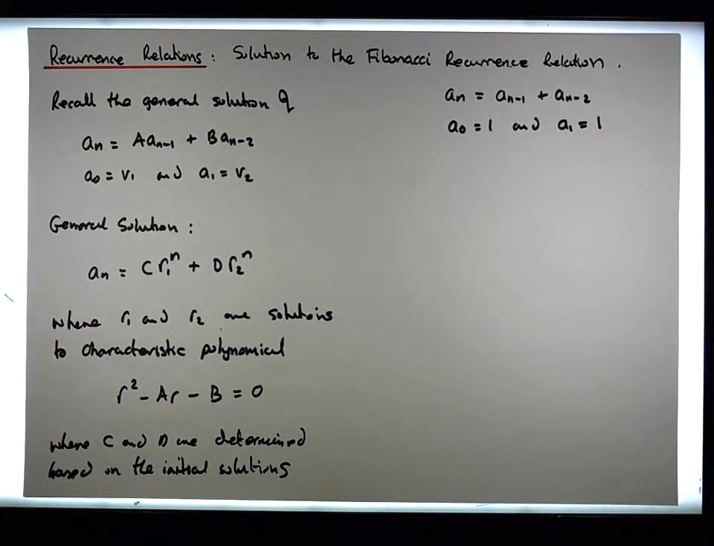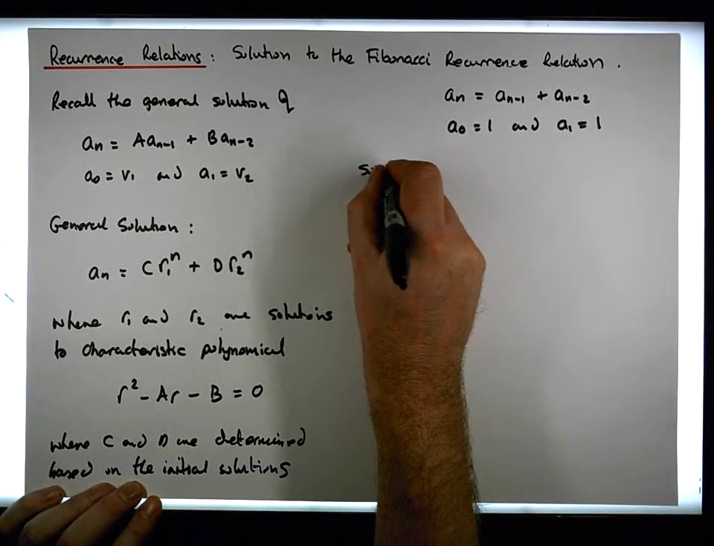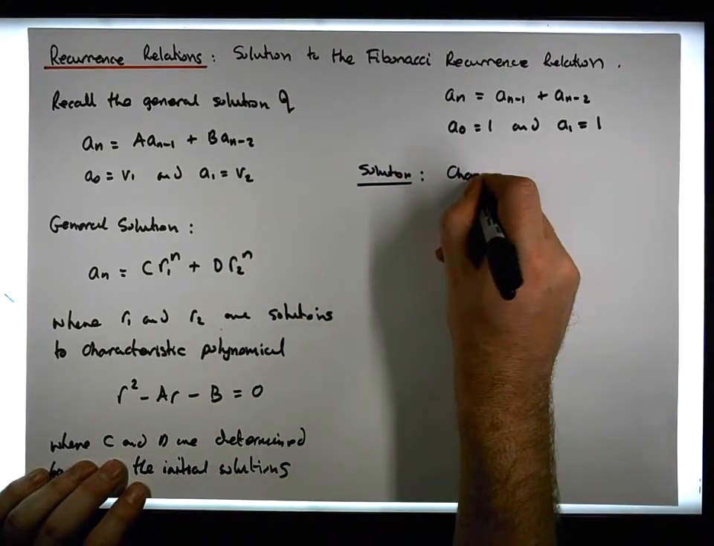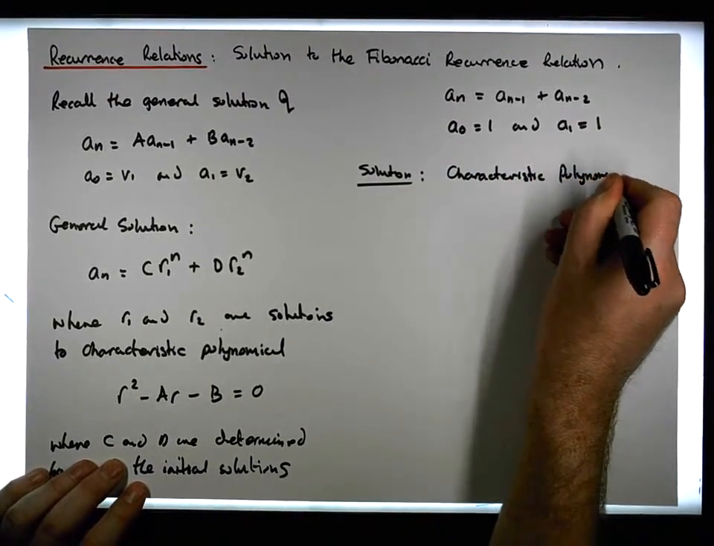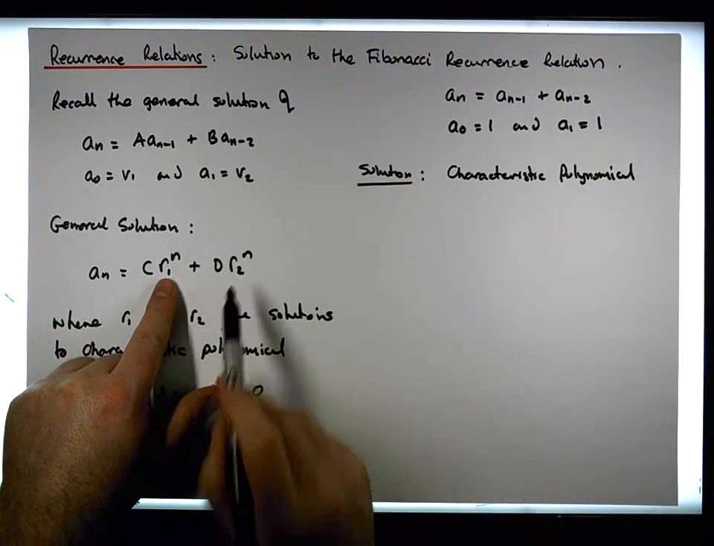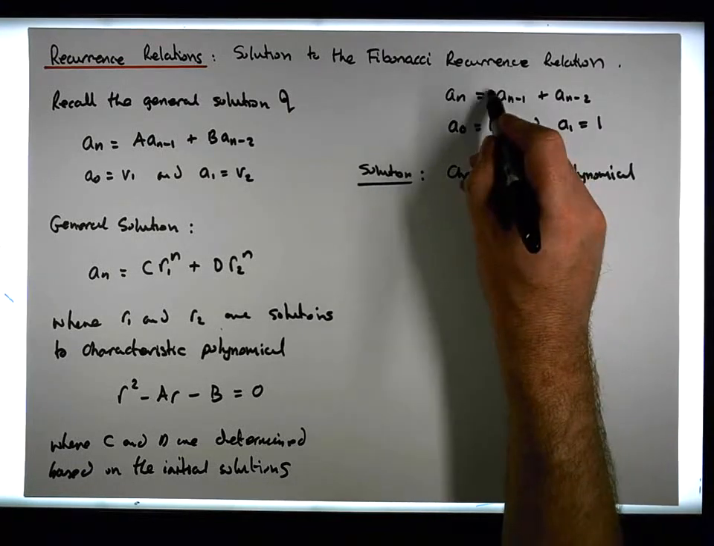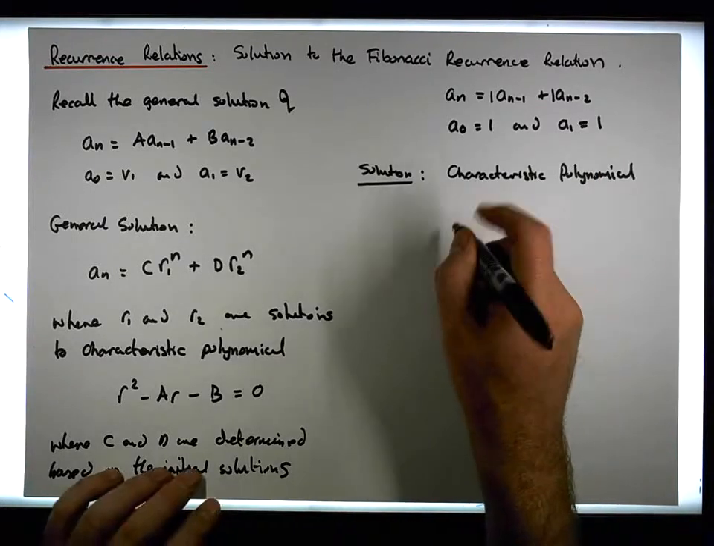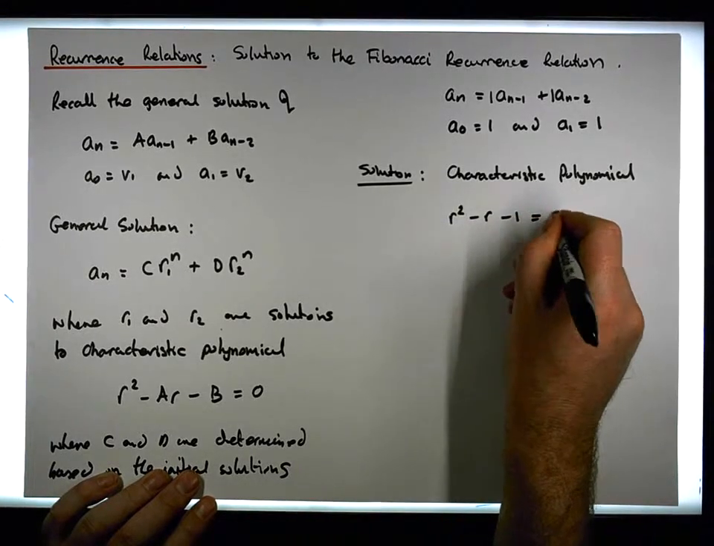So if we were to proceed now to solve this particular Fibonacci recurrence, our solution is going to need to focus on the characteristic polynomial, because we need to find r1 and r2. The characteristic polynomial for this particular recurrence, you see that this is 1 times a_(n-1) and this is 1 times a_(n-2). So the characteristic polynomial is going to be r squared minus r minus 1 equals 0.